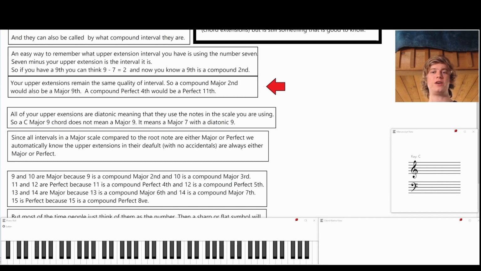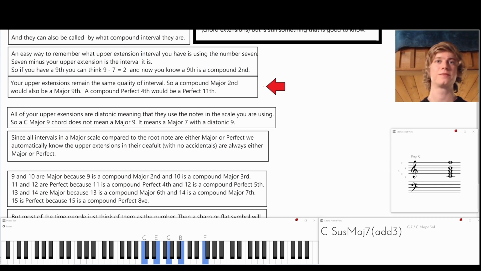Okay, so now we know a compound major second is the same thing as a major ninth, but this also works for perfect intervals. So if I had a compound perfect fourth, that would be the same thing as a perfect 11th. Okay, so I'm going to break that down a little bit. So normally if we have a perfect fourth, we're going to have the notes C and F if we're starting from C. So now if I have this 7th chord and I want to add that compound perfect fourth on top of it, that could be thought of as a perfect 11th and can also be thought of as a compound perfect fourth.